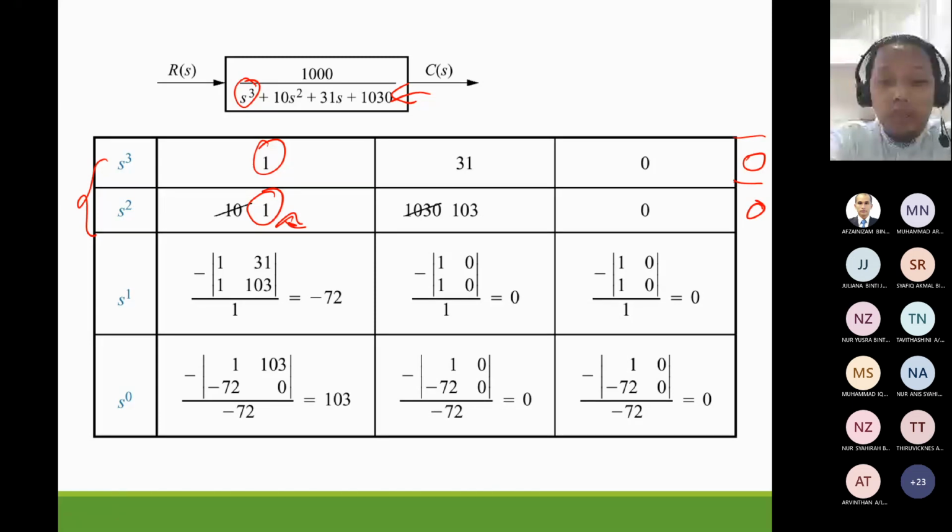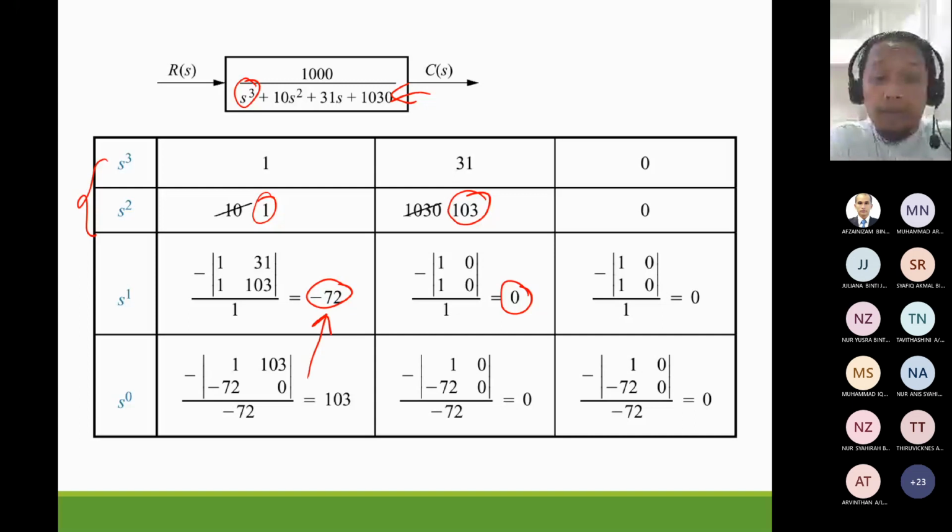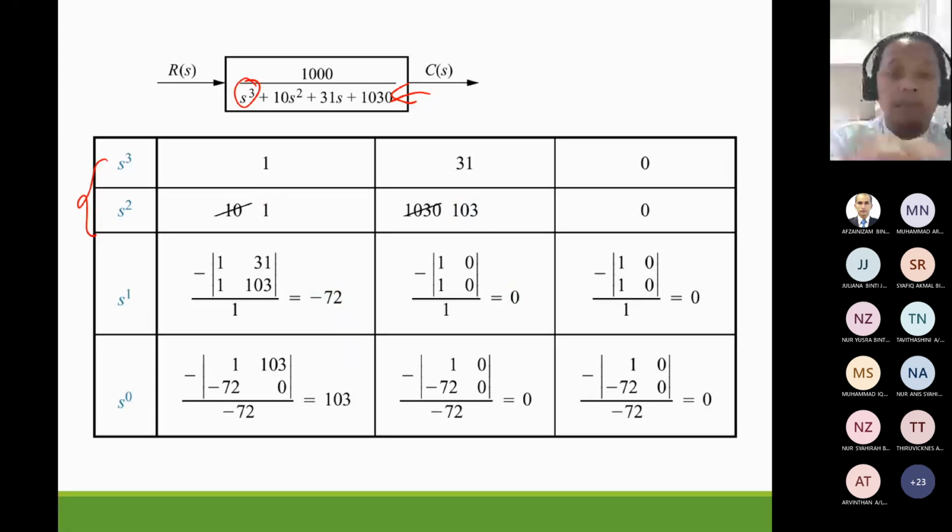And then similarly for row S0, you can find the first column by taking the negative determinant of 1, negative 72, 103, and 0 divided by the value of the row above. Okay, and similarly for the other columns. So later maybe you can try by yourself on how to generate the Routh table.